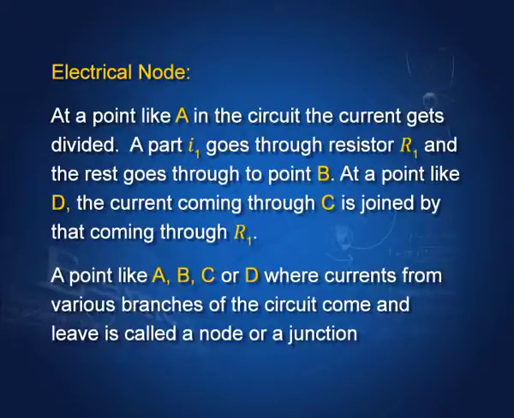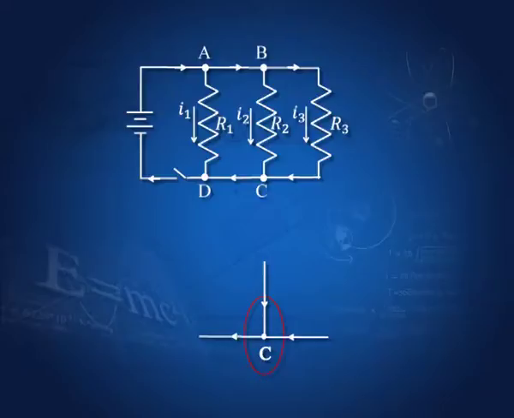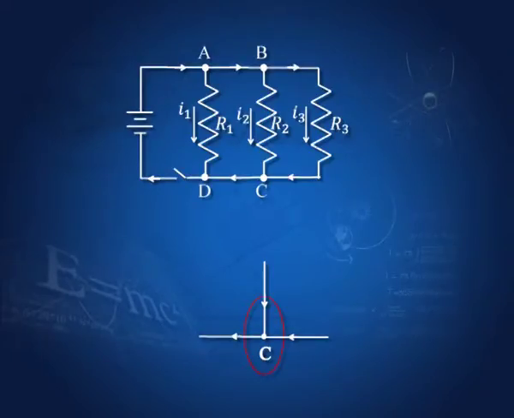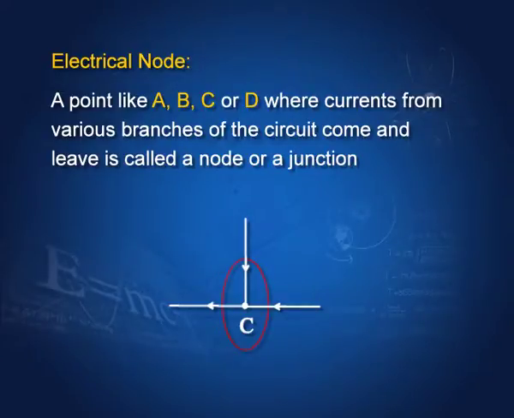Before we look at these laws, let us look at a few definitions. Let us take this circuit. At the point A, the current gets divided; part of it goes beyond A to B and part of it goes to D. At B again the same thing happens; part of the current coming to B goes to C and part goes further. A point at which division of current takes place, where some currents come and some currents go, is called a node or a junction. For example, at point C, current is coming from this side, also from this side, but going on to this side. This C is called a junction or a node.